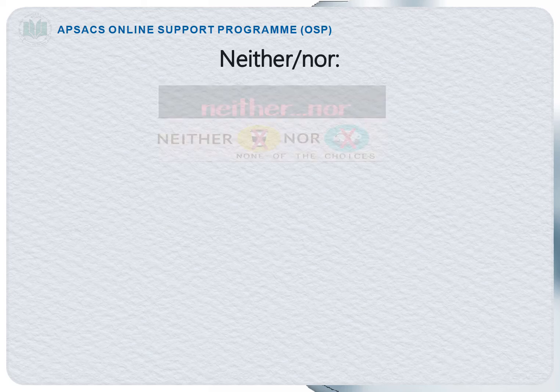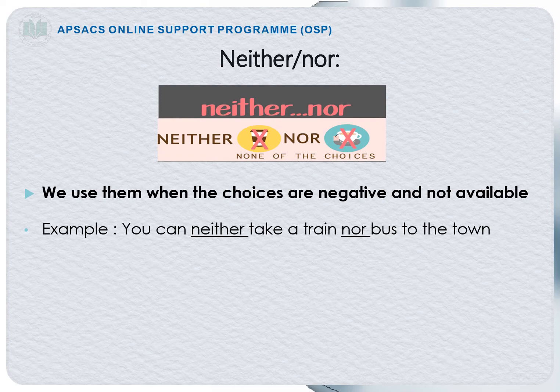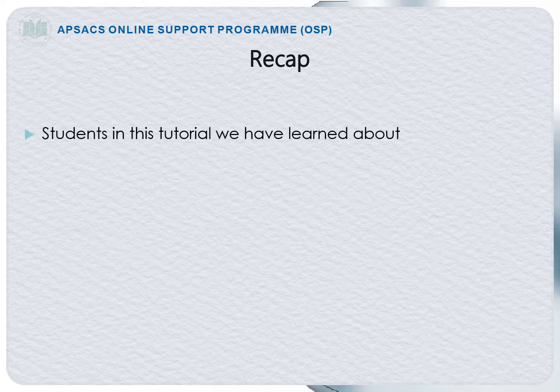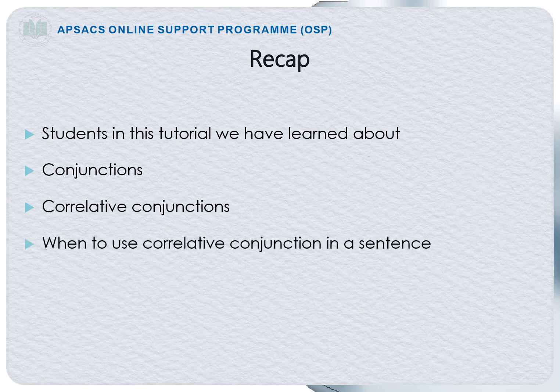Neither nor. We use them when the choices are negative and not available. For example, you can neither take a train nor a bus to the town. Recap. Students, in this tutorial, we have learned about conjunctions, correlative conjunctions, and when to use correlative conjunctions in a sentence.